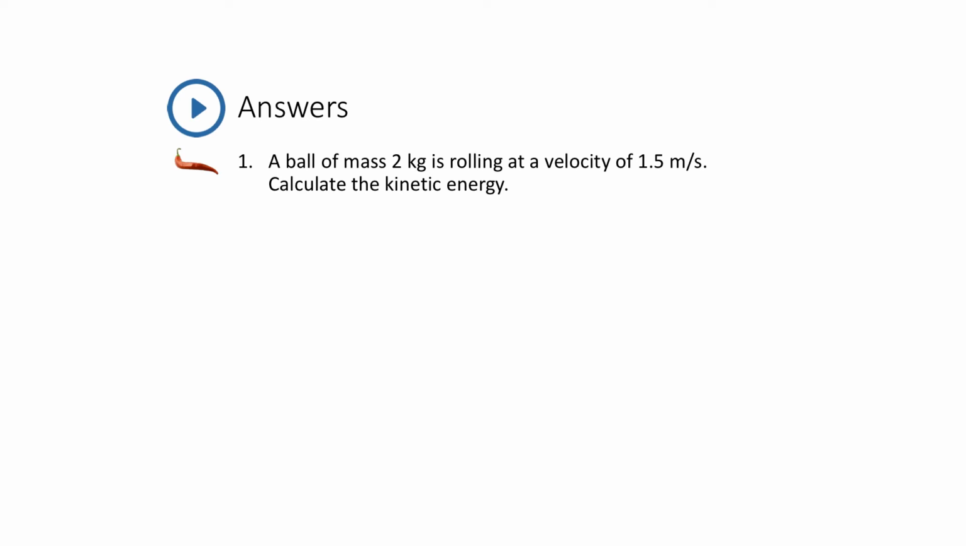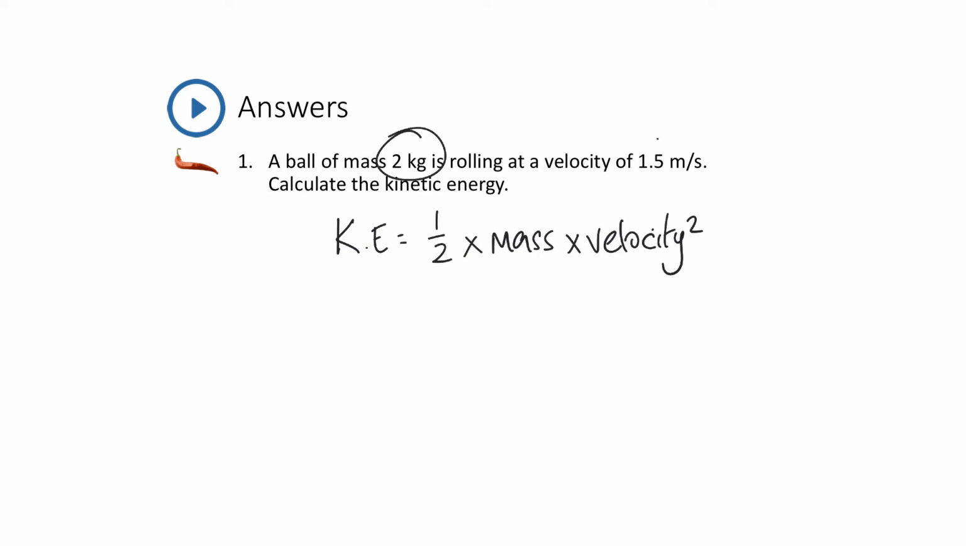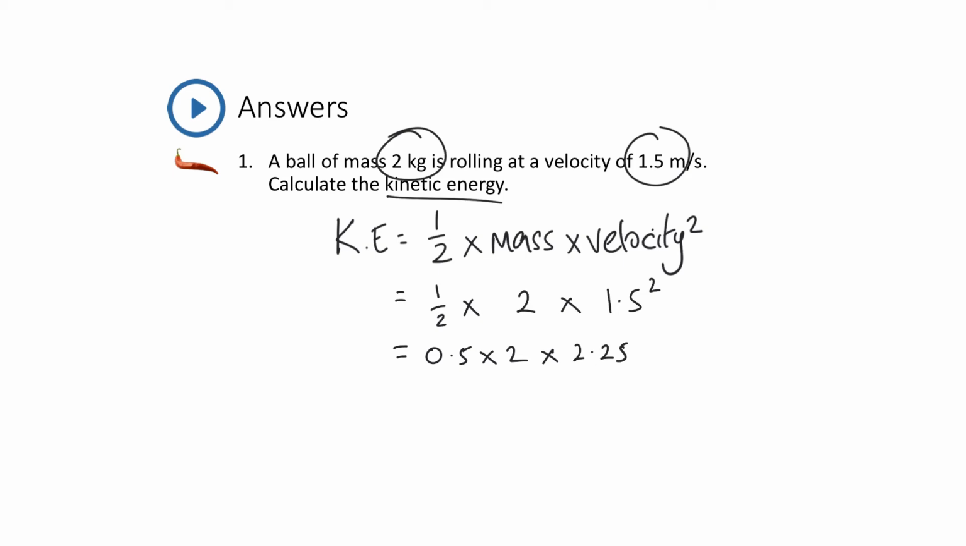Okay, let's go through question 1. So the first step is always to write out the equation. And then once you've done that, you can write in the values directly underneath. So we've got a mass, got a velocity, and we want to find the kinetic energy. So that's then a half, or 0.5 times 2 times 1.5 squared. And then 1.5 squared is 2.25. And it's a case of putting all of that into a calculator, which is then 2.25, and our unit is joules. So hopefully you gave that one a go and got it right.